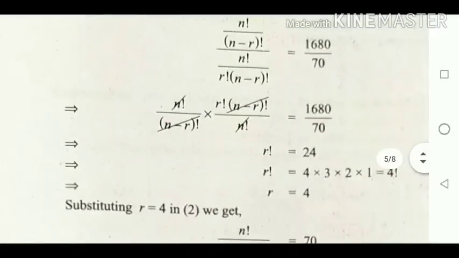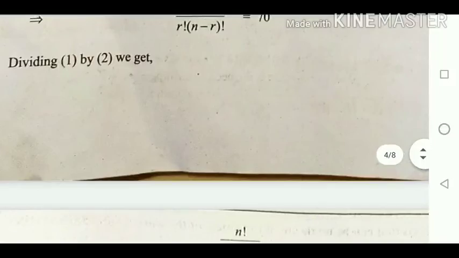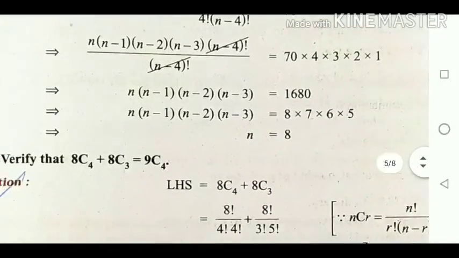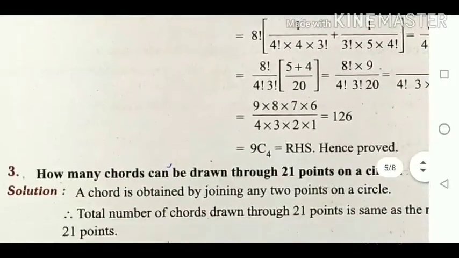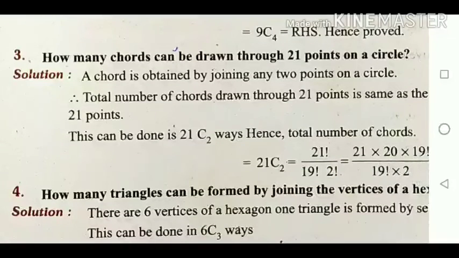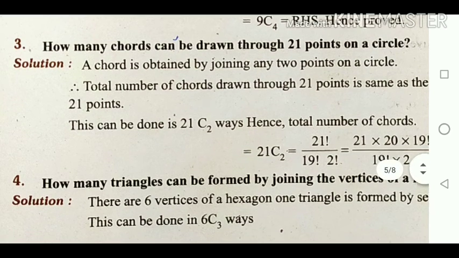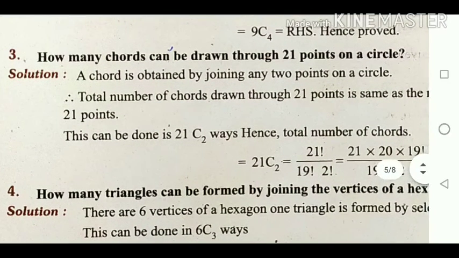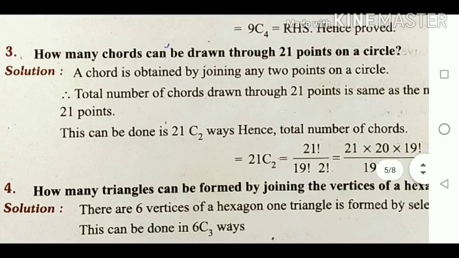Next we are going to see the third question. How many chords can be drawn through 21 points on a circle? What is meant by chords? If you draw a line through the center of a circle, it is a diameter. Other than that, the remaining lines drawn between 2 points of the circle are chords. So a chord is obtained by joining any 2 points on a circle.